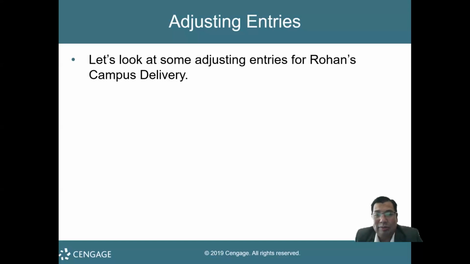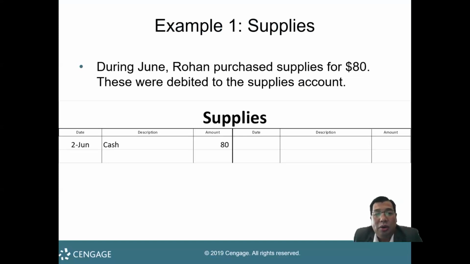How are we going to do the adjustment for Rohan? This is an example from this textbook. I made some amendments, so it might not be 100% similar to the textbook. During June, maybe 2nd June, Rohan purchased office supplies, maybe papers, stationery, or whatever, for $80. These were debited to the supplies account. Supplies are our assets, so plus or increase is debit, minus is on the credit side.